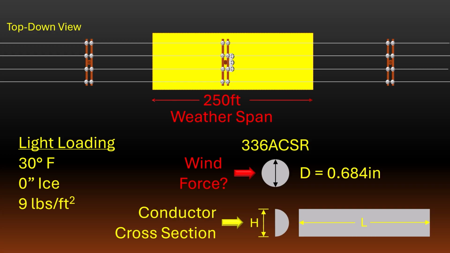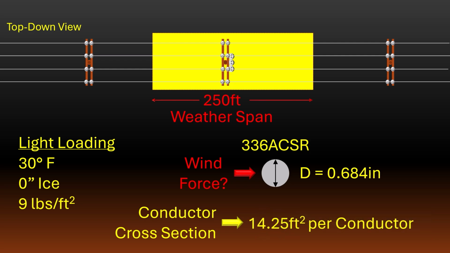We simply need to calculate the surface area of the cross-section of our conductors as if they were a flat surface. The height of the cross-section is simply the diameter of the conductor, 0.684. And the length is the length of our weather span, 250 feet. If we do the math, we end up with a cross-sectional area of 14.25 square feet per conductor. Since we have 4 conductors, our total surface area is 57 square feet.